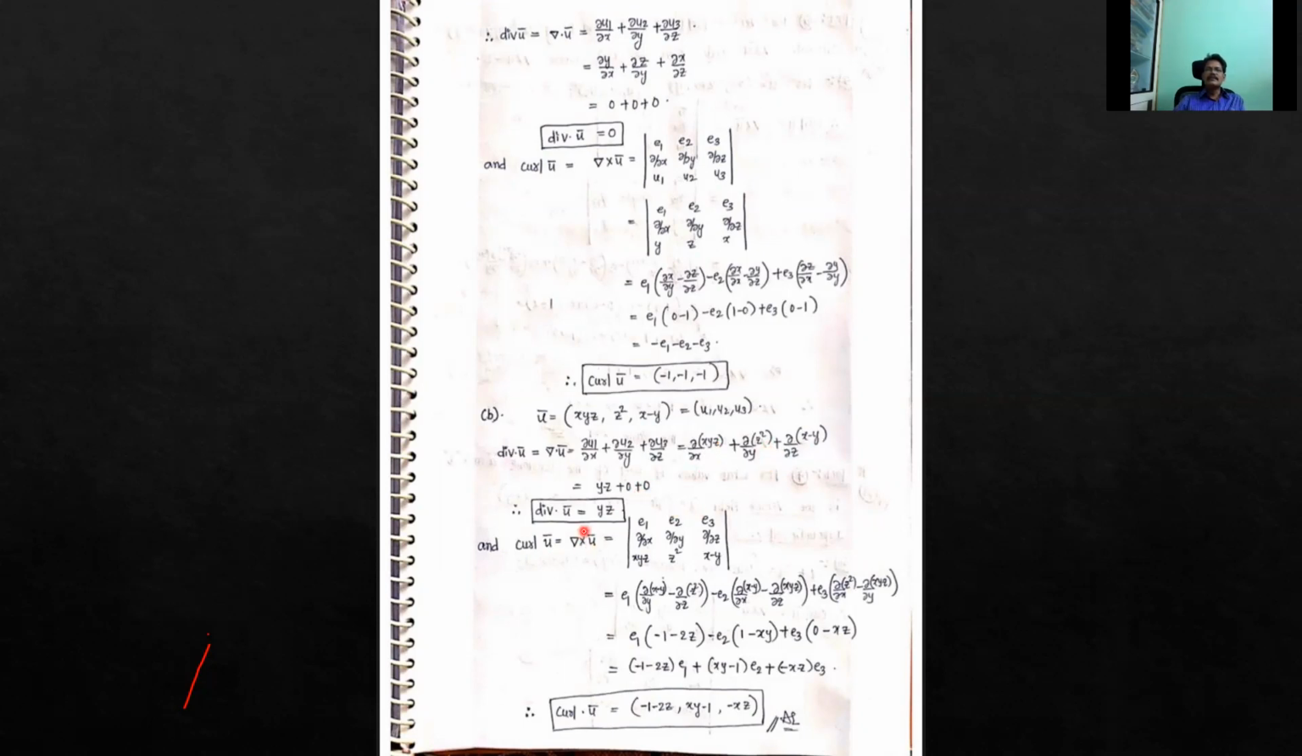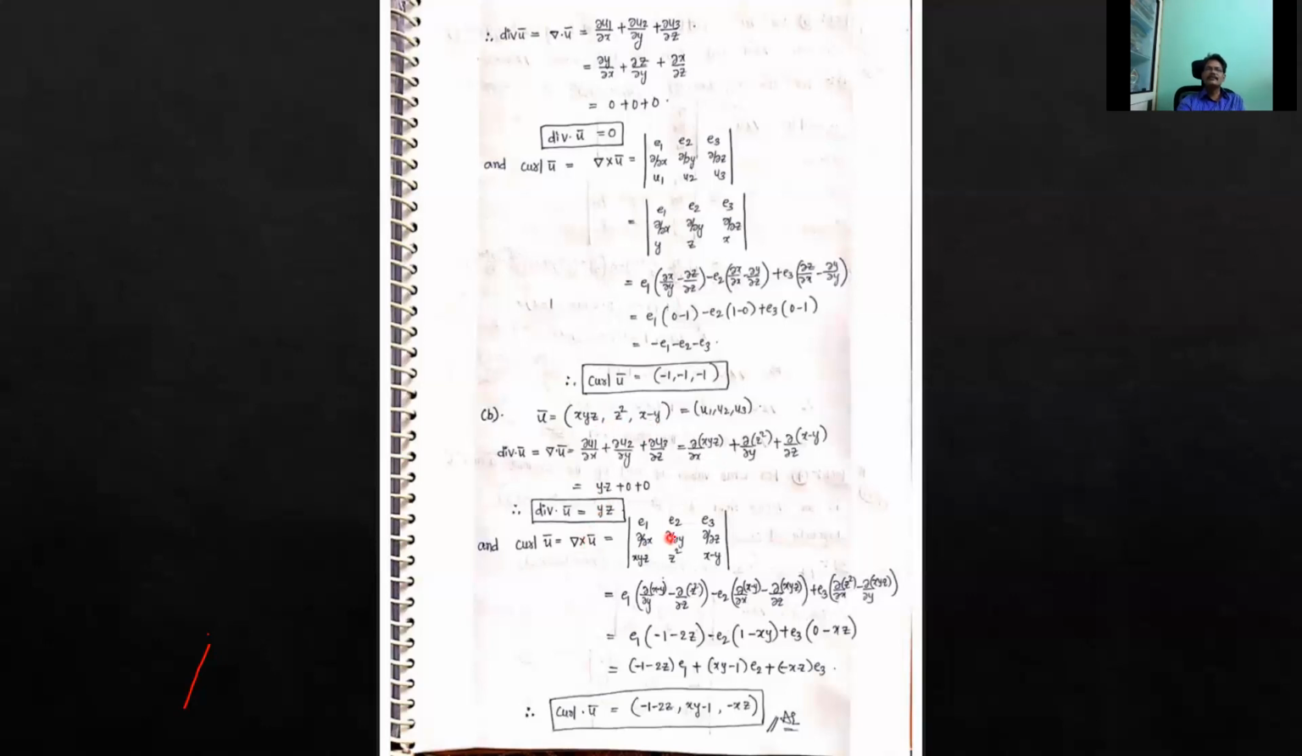So divergence is very simple. Differentiate the first coordinate with respect to x, second with respect to y, third with respect to z, respectively, partially. And adding these three will give the divergence.